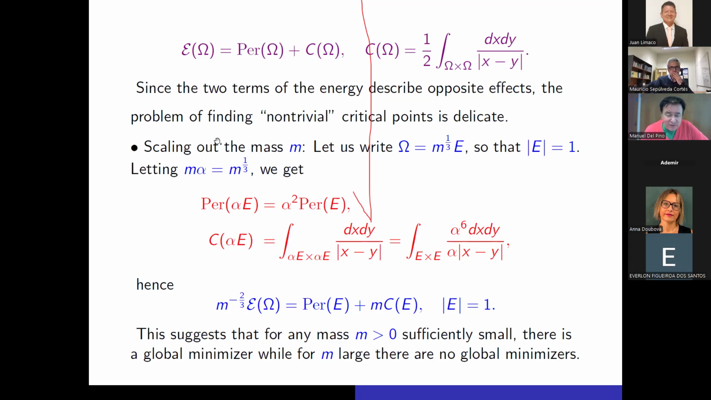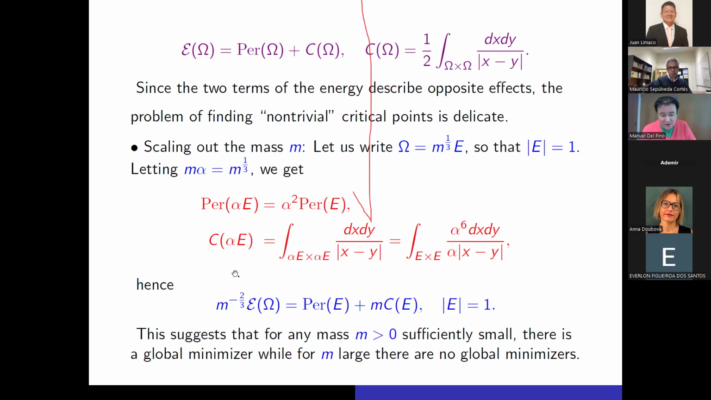Let me observe the following, just to give you some intuition of what is going on here. We can scale out the mass, first of all. If I let omega be this specific number, M to the power 1/3 times E, then this region E will have volume 1. And now defining the number alpha through this relation, what we immediately get is that the perimeter of alpha E is alpha squared times the perimeter of E. And the Coulombian interaction is transformed through a simple change of variables in this way.